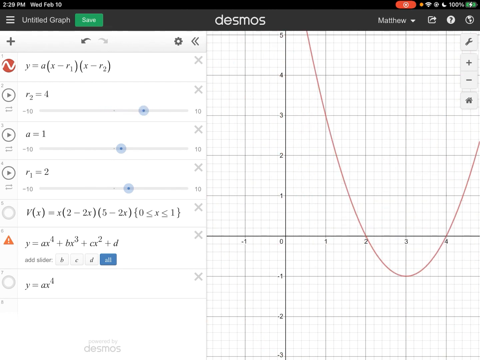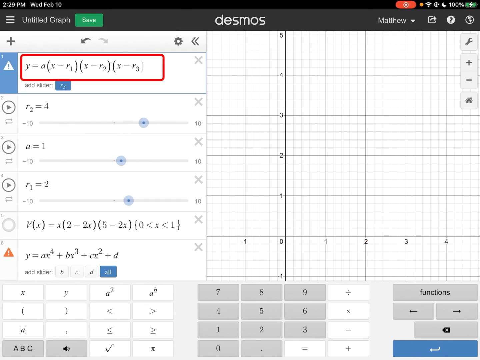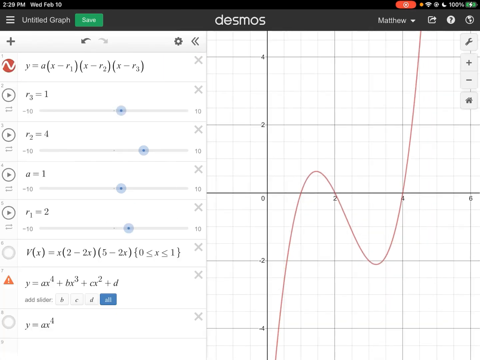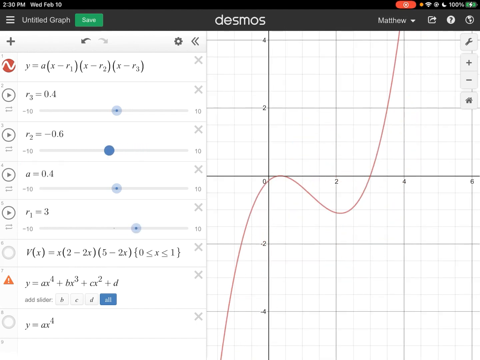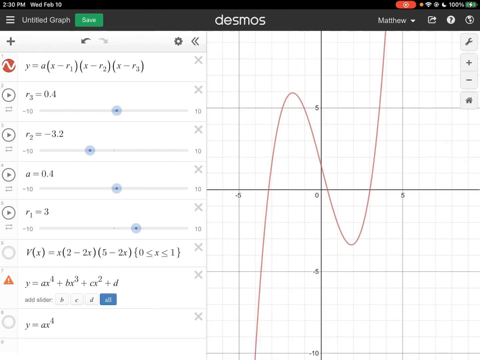Let's throw another one in here and add a slider for r sub 3. And now we're starting to get things that look a lot like what we saw with the volume function. If you were to FOIL this, you would wind up with an x cubed expression as the highest powered term. It's called a cubic polynomial. Let's leave a as 0.4. And as I drag the other r's around, as long as they're all different, notice I have 3 different x-intercepts, and the graph crosses at each x-intercept.